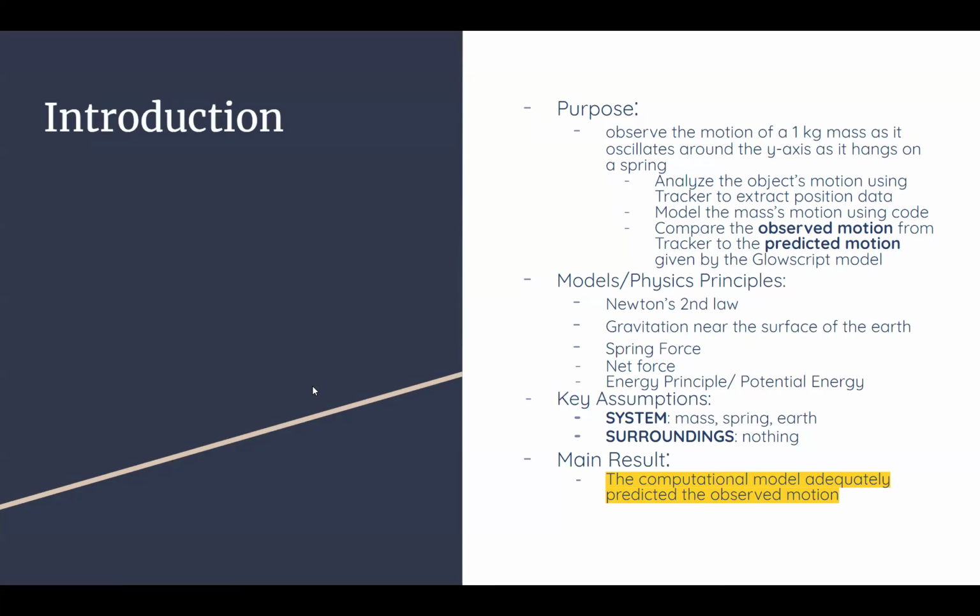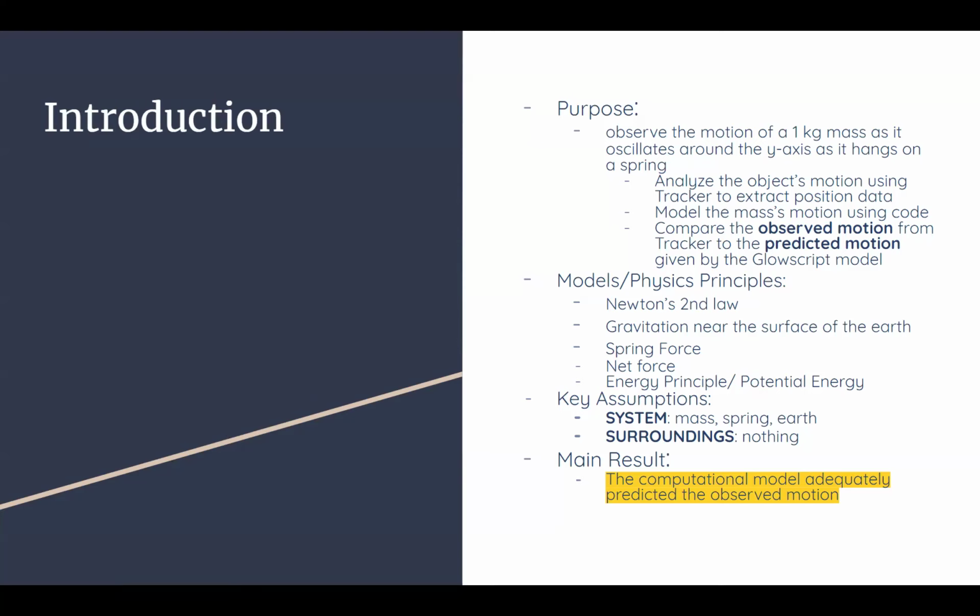The purpose of this lab was to observe the motion of a mass as it oscillates around the y-axis as it hangs from the spring. We analyzed the object's motion using Tracker to extract position data, model the mass's motion using code, and compare the observed motion from Tracker to the predicted motion given by the GlowScript model written in Python.